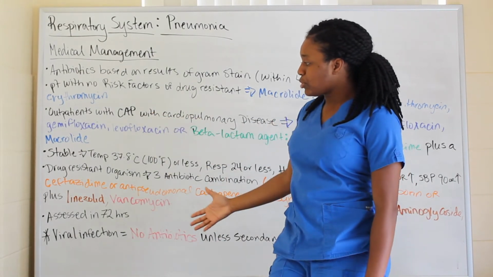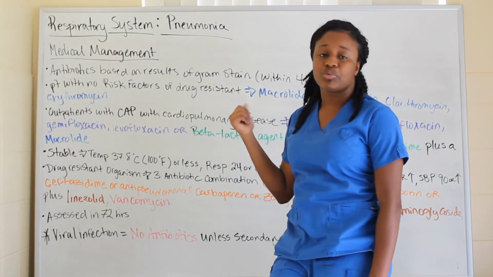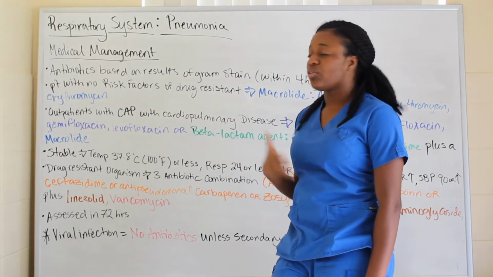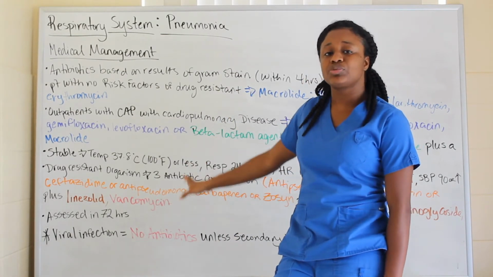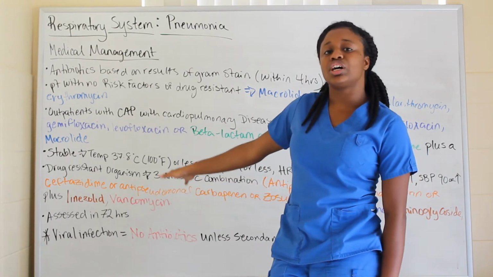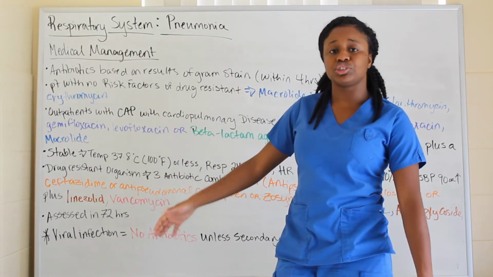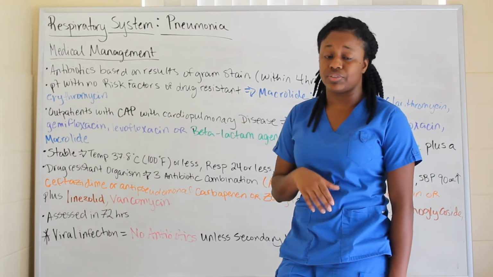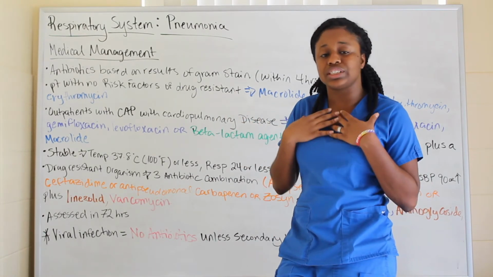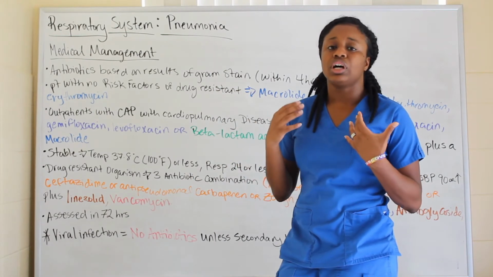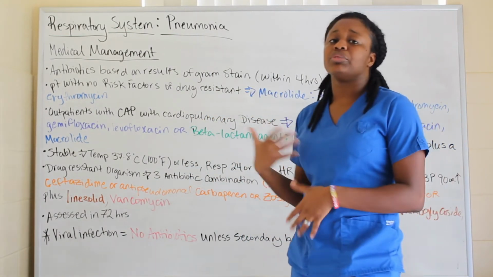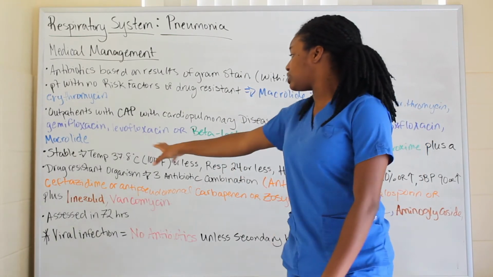So stable is a temperature of 37.8 degrees Celsius, which is 100 degrees Fahrenheit or less. Most of the time in the hospitals, they don't treat a fever until it's over 100. So 100.3 or 101 or so, that's when you start to treat a fever. Other than that, they'll just let you sweat it out on your own. You can give ice packs or take off the covers in the meantime. So that is considered stable.